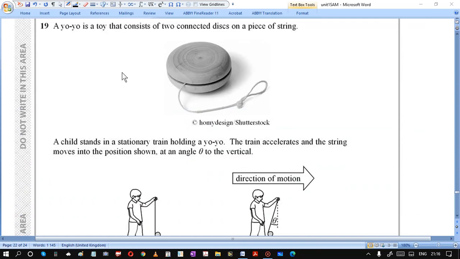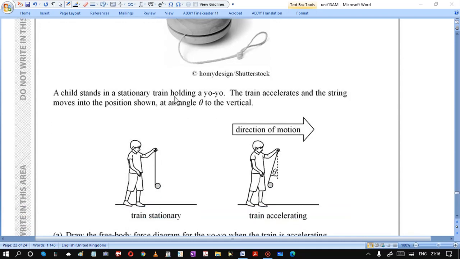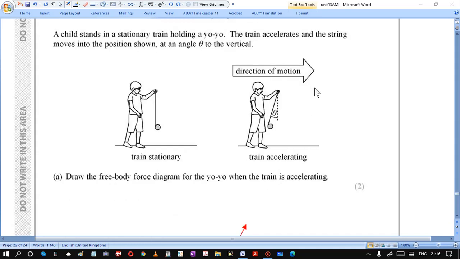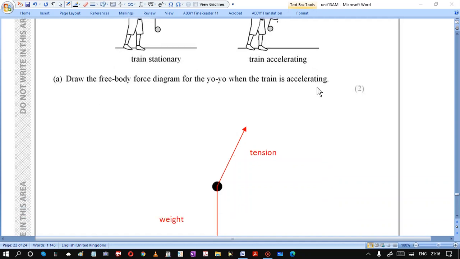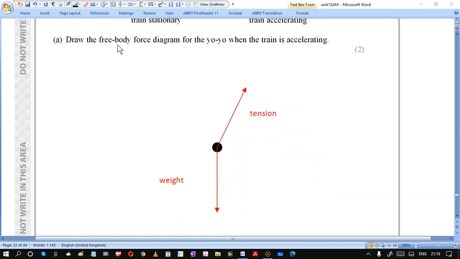A yo-yo is a toy that consists of two connected discs on a piece of string. A child stands in a stationary train holding a yo-yo. The train accelerates and the string moves to the position shown, at an angle theta to the vertical. So the direction of motion is shown. The train accelerates. Draw the free body diagram for the yo-yo.